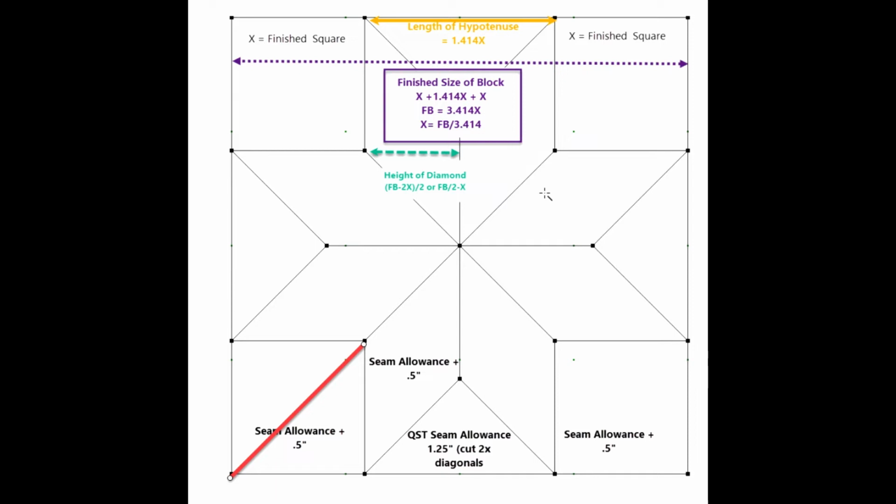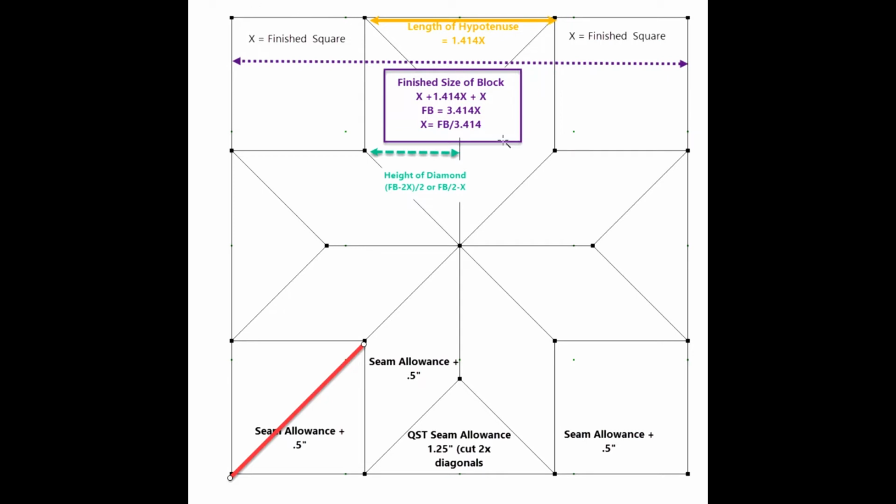So once you have the size of your square, then you can compute the size of the square that you need for your quarter square triangle, which is your finished square times 1.414. Now remember, these are finished block sizes. We haven't added seam allowance yet, so you wouldn't be cutting from this. This is just how the components would measure in your block. All right, so we've taken care of the very top.